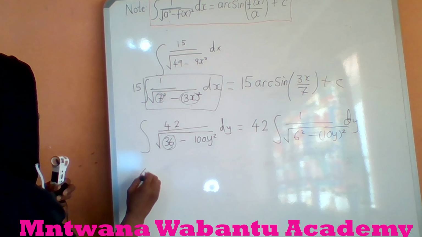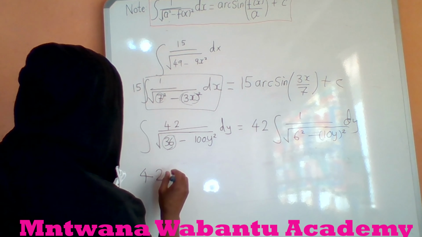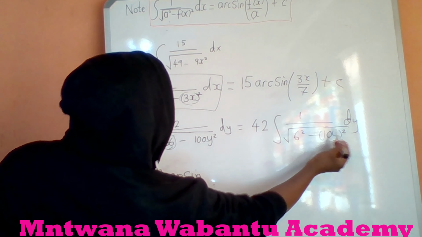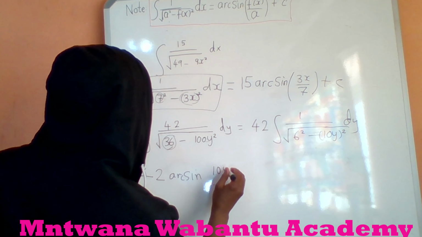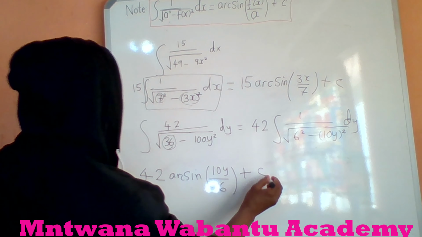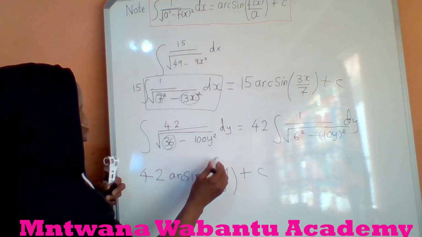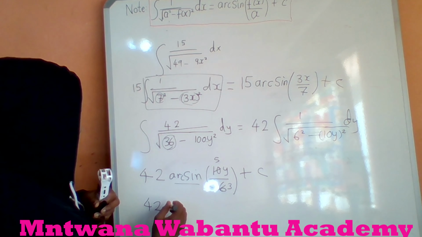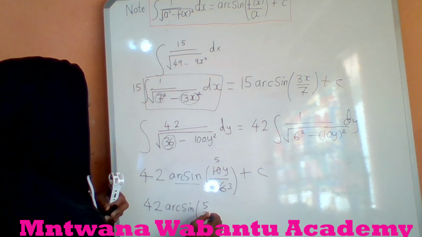42 has nothing to do with the integral because it's a constant. And then we're going to say arc sine of f of x, f of y for this case. It's not going to be f of x, it's f of y, which is 10y, and then over a, our a equals 6, and then plus c. So 10 divided by 6 means, dividing by 2, 5 over 3. So finally, we say 42 arc sine, and you have 5 over 3 y plus c.